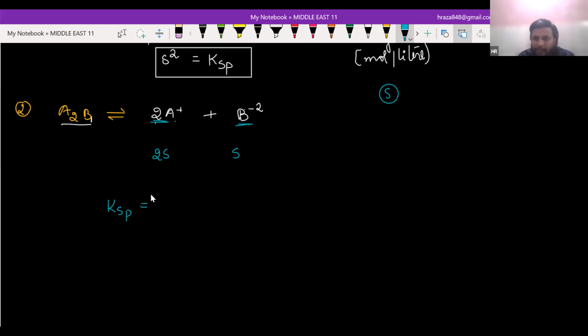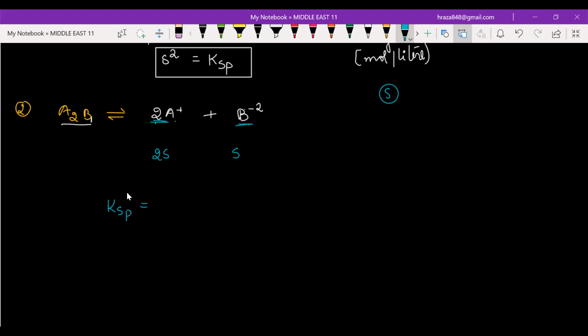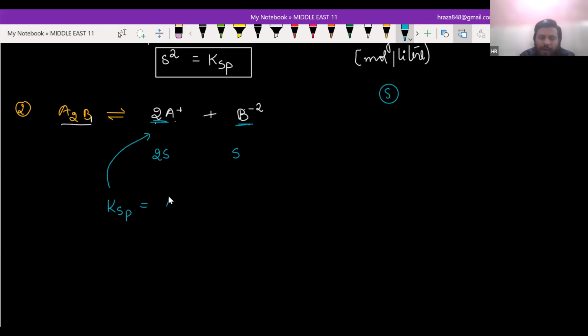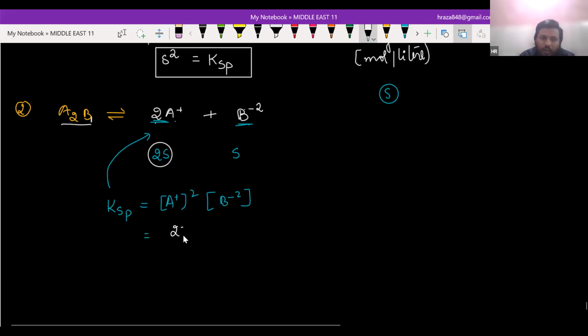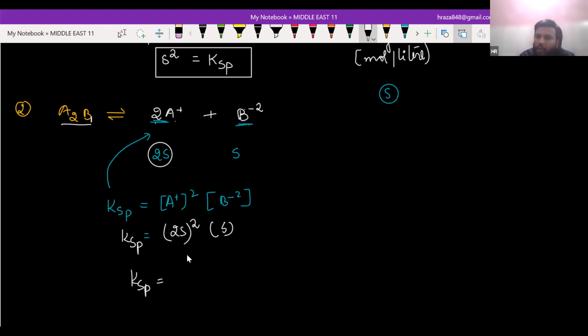Now, if we are going to write Ksp, is there any problem? Going to write the expression for Ksp, it will be A plus to the power 2 and B minus 2. Now, what is the value of A plus? That is 2S, so 2S whole square. And here, what is the value of B minus 2? That is S. So Ksp will be equal to 4S square into S, that will be equal to 4S cube. So different equations or reactions will have different values.